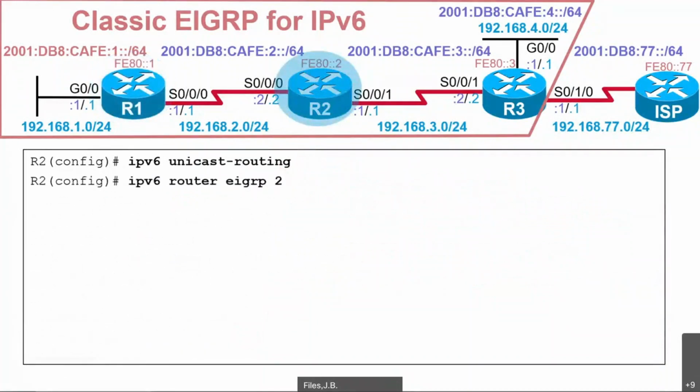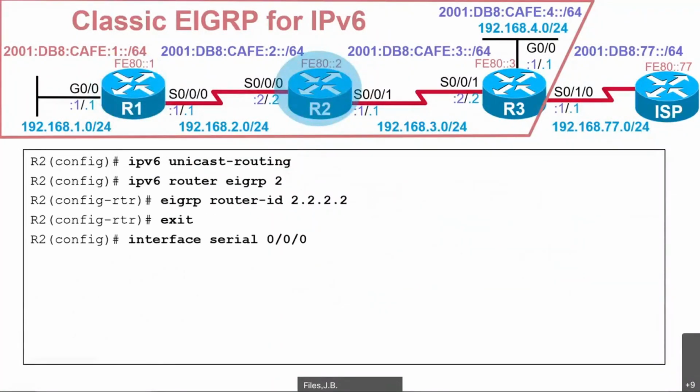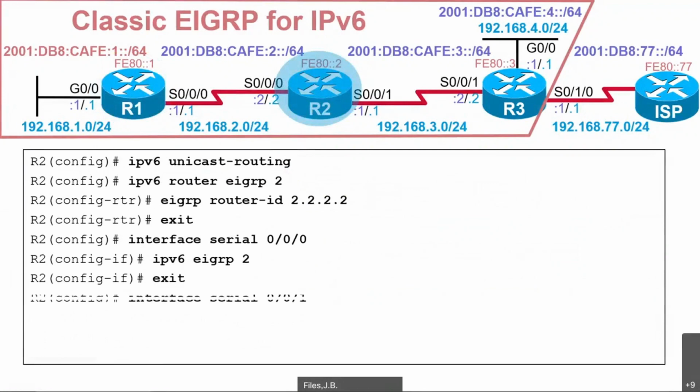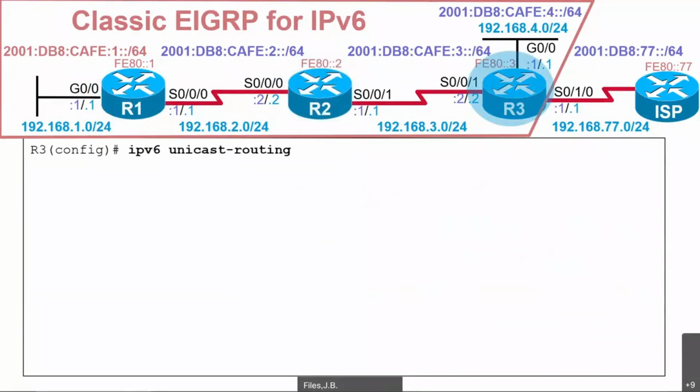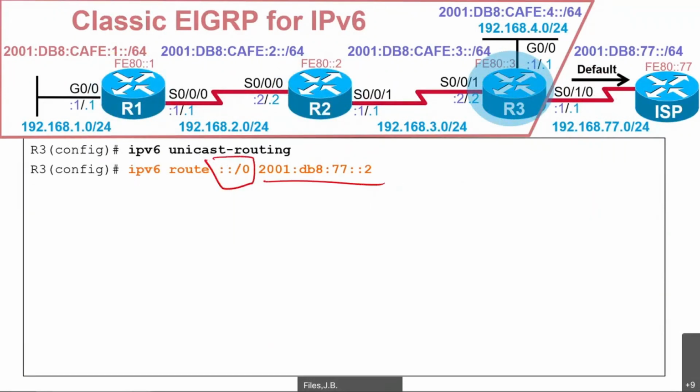Let's look at R2. Pretty much the same thing. Router ID is going to be different. We're going to make the interfaces participate. Okay, that's it. R3, same thing, unicast routing. Now this one has the default route, right? ipv6 route, all zeros, next hop IP.